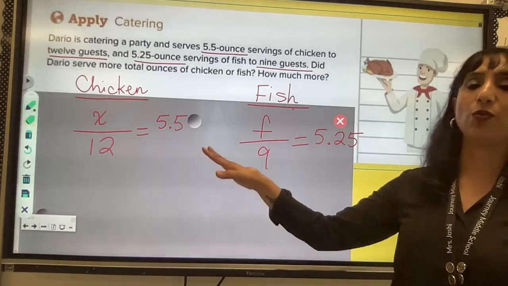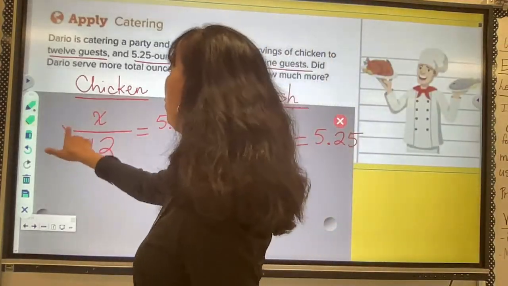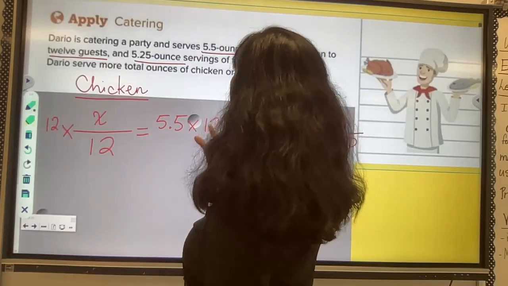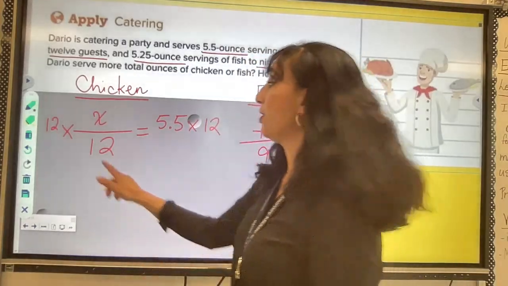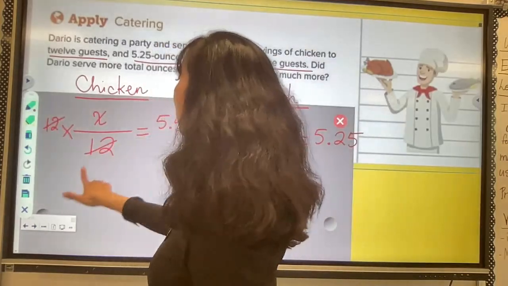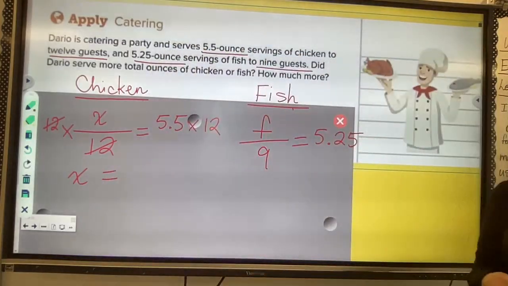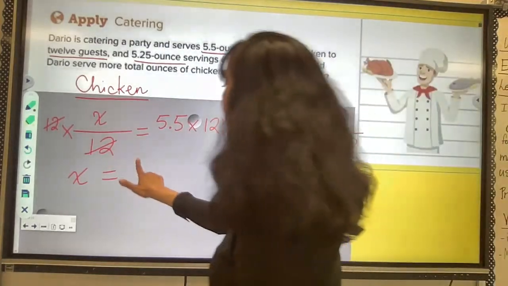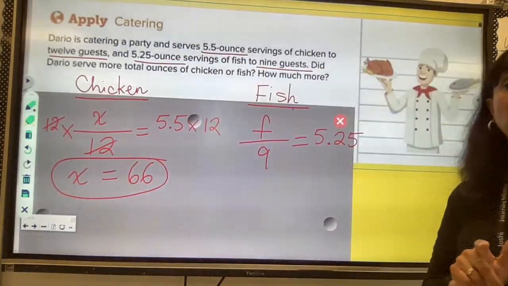So let's do the first one with the chicken. So this is going to be divided by 12. So we're going to use the multiplication property of equality. Whatever I do on one side, I'm going to do the same thing on the other side. So 12 divided by 12 gives me 1. And x is equal to 5 and 5/10 times 12, I get 66. Okay, so this is my chicken over here.